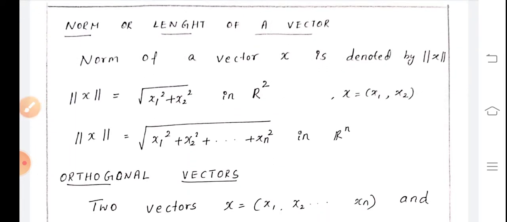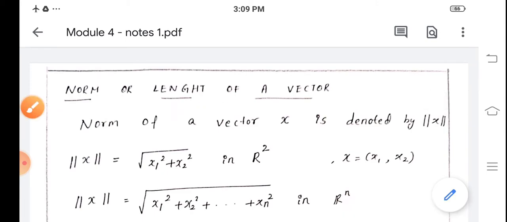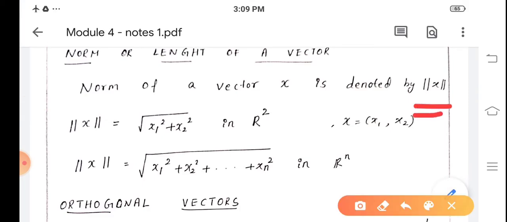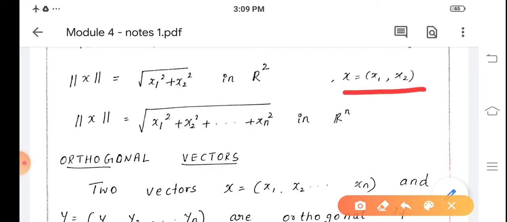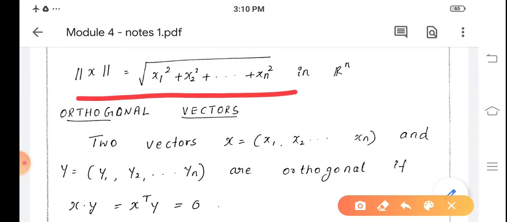Now let us understand the definition of the norm of a vector. The norm of a vector is also called the length of a vector. It is denoted by the symbol norm x. If I take a vector in two dimensions, that is, x equal to x1, x2, then norm x will be root of x1 square plus x2 square. For n-dimensional vector space, if I take x equal to x1, x2 up to xn, then norm x is root of x1 square plus x2 square up to xn square.